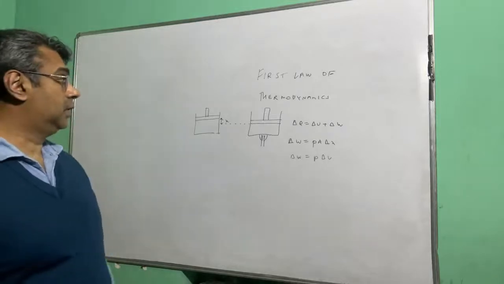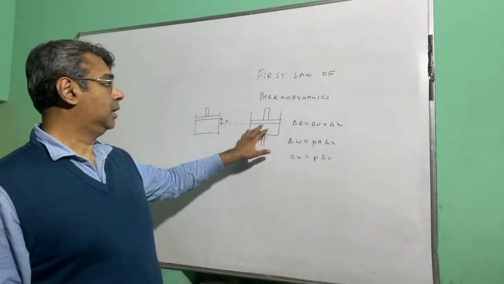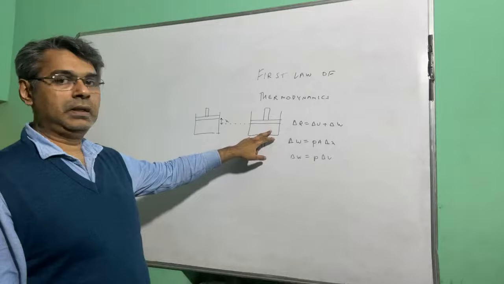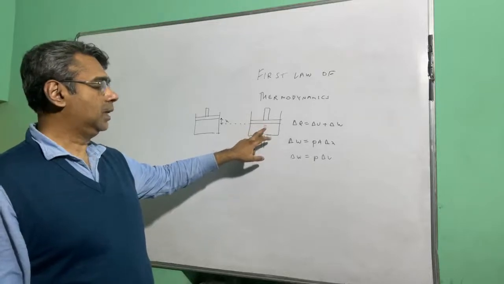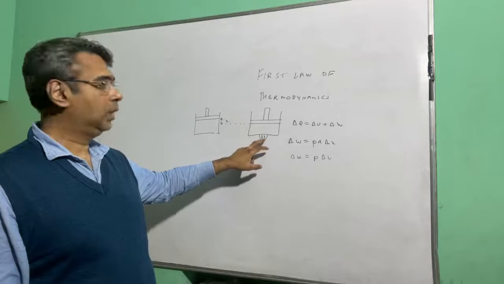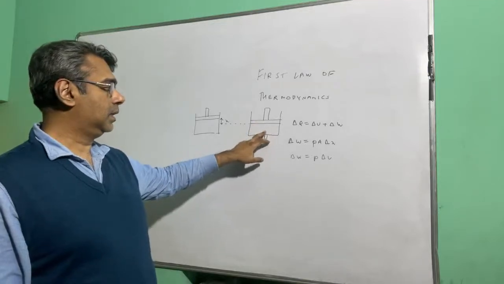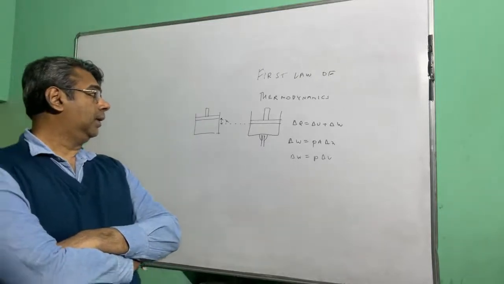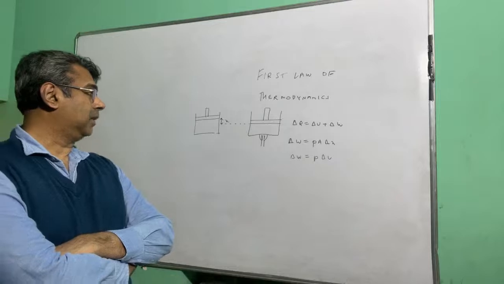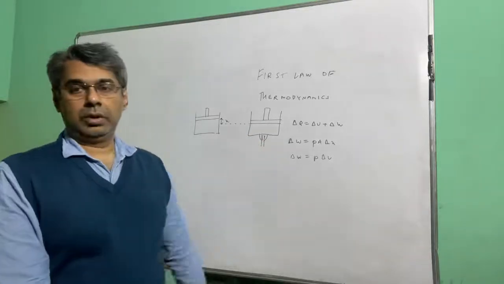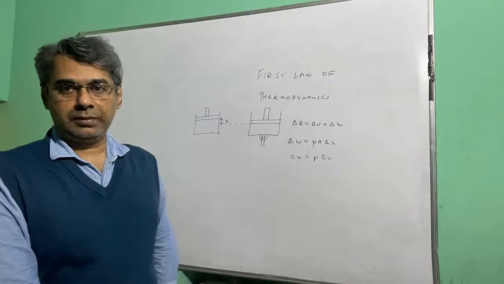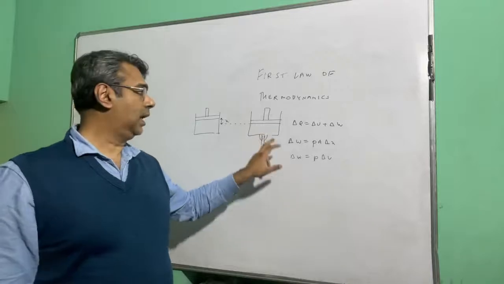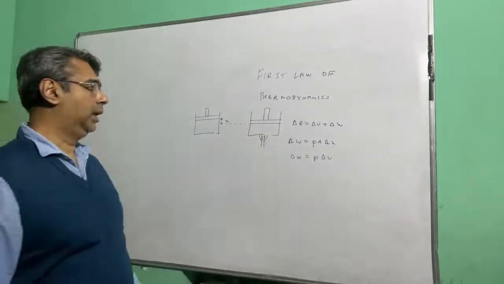So first thing is that there is a piston. This is a piston, and below the piston there is a gas, and here some heat is being provided. Now this heat will cause two types of changes. One is that due to this heat, the energy of the gas which is in this space will increase, right?